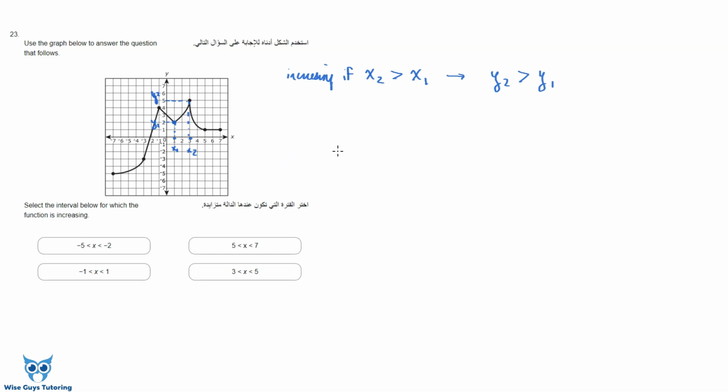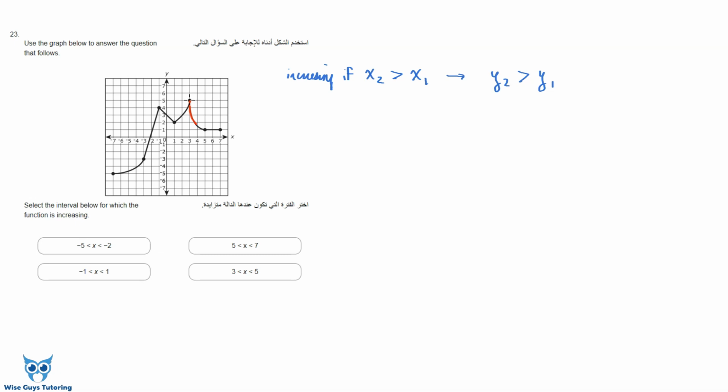Okay, so let me clear this and let's solve it. Okay, so let's look at these intervals they've given us and let's choose a correct one. We'll start backwards, wink, wink, because I know that's the answer. So between 3 and 5, what's happening between 3 and 5? So when x is 3, we're over here, and when x is 5, we're over here.